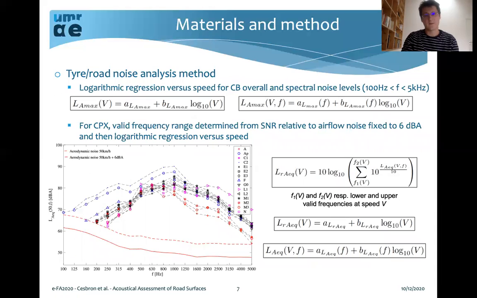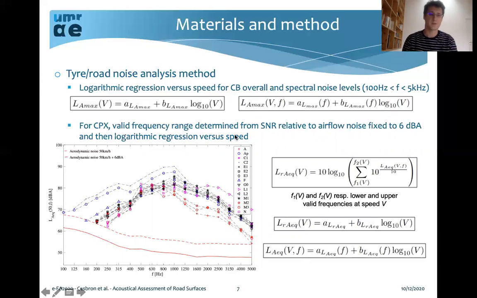The analysis of tire noise was quite usual for the coast-by measurement, so we have done logarithmic regression versus speed for overall noise and one-third octave band spectral noise between 100 Hz and 5 kHz. So you have here the basic formula for this relationship between the noise levels and the vehicle speed.